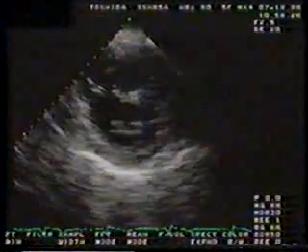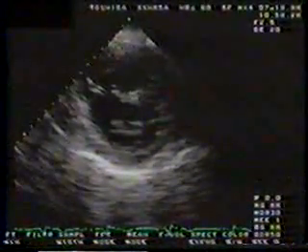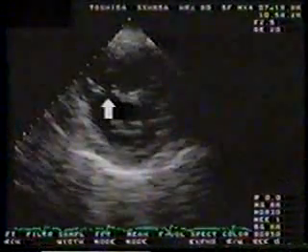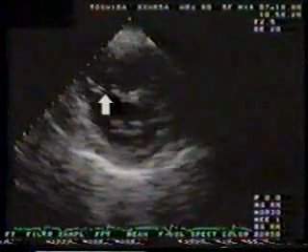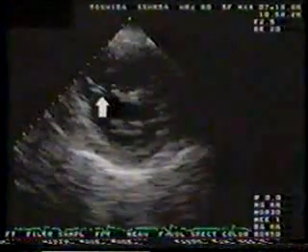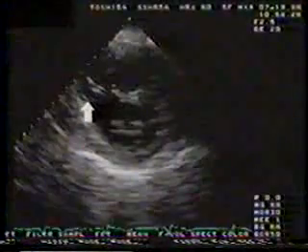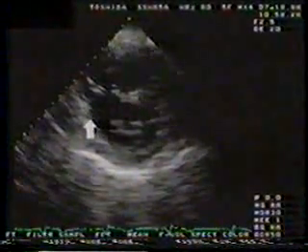This is a parasternal short axis view at the basal level. The defect is again seen to involve the inferior ventricular septum. In real time, you will see that this is dyskinetic, while the adjacent inferior wall is akinetic.